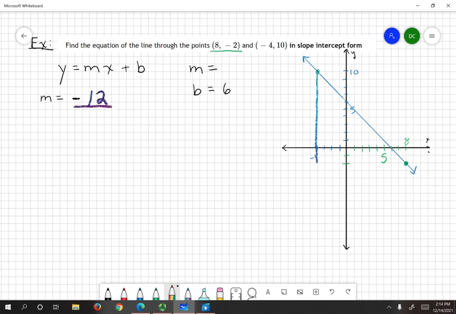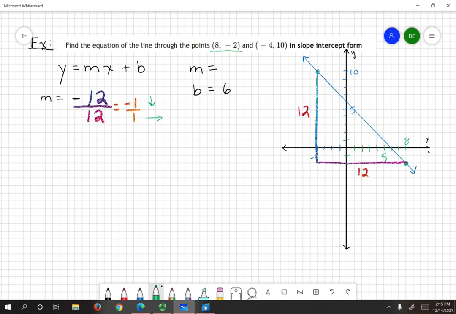And then how many did I go over? Let's see. 1, 2, 3, 4, 5, 6, 7, 8, 9, 10, 11, 12. Oh, I went down 12 and over 12. See, this is 12 spaces. This is 12 spaces. So my slope is actually -1. Or, in the terms I like, -1 over -1. So that means I'm going to go down 1 and over 1.